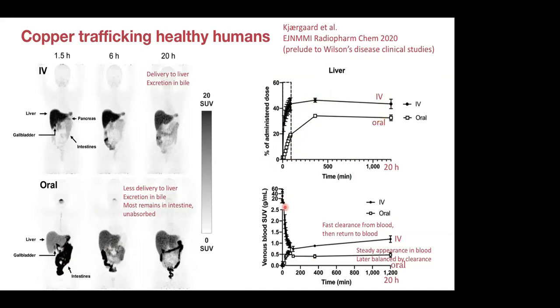And the bottom graph shows the blood radioactivity, and clearly the blood is diminishing in radioactivity after intravenous administration as it's very quickly absorbed by the liver. But then the blood level rises again, as you can see, from the recycling of copper back into the circulation in the form of ceruloplasmin.